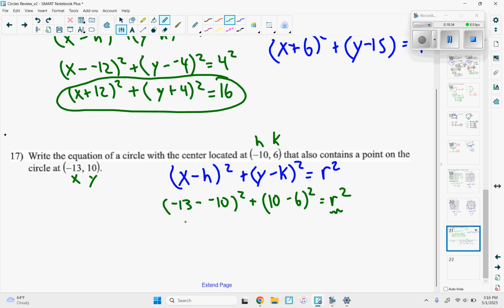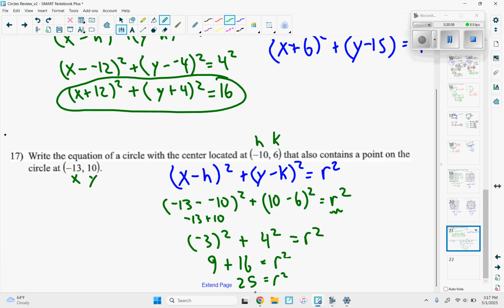So we're going to go ahead and simplify this on the left side. This becomes negative 13 minus a negative 10. It's the same as negative 13 plus 10, which is just negative 3 squared. And then 10 minus 6 is 4. It's 4 squared. We still don't know what the r squared is, but I do know negative 3 squared is negative 3 times negative 3, that's 9. 4 squared is 16. And so now we got r squared is equal to 25.